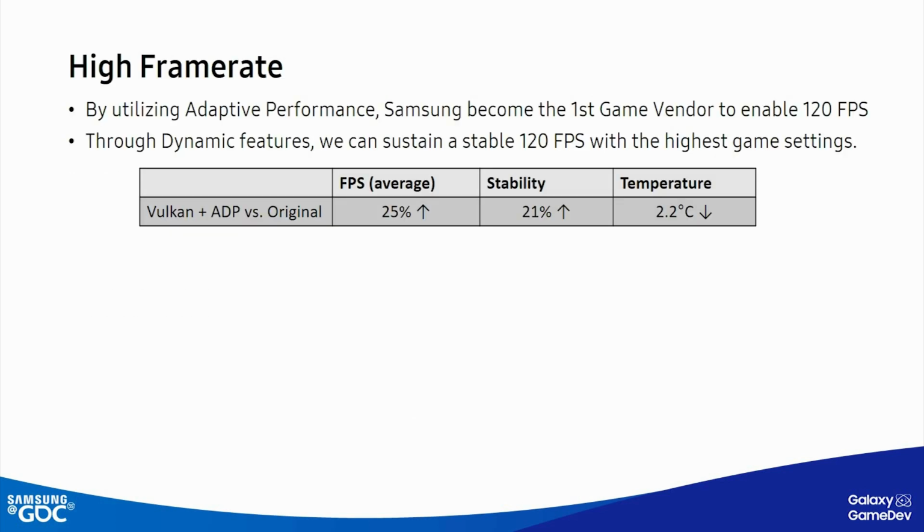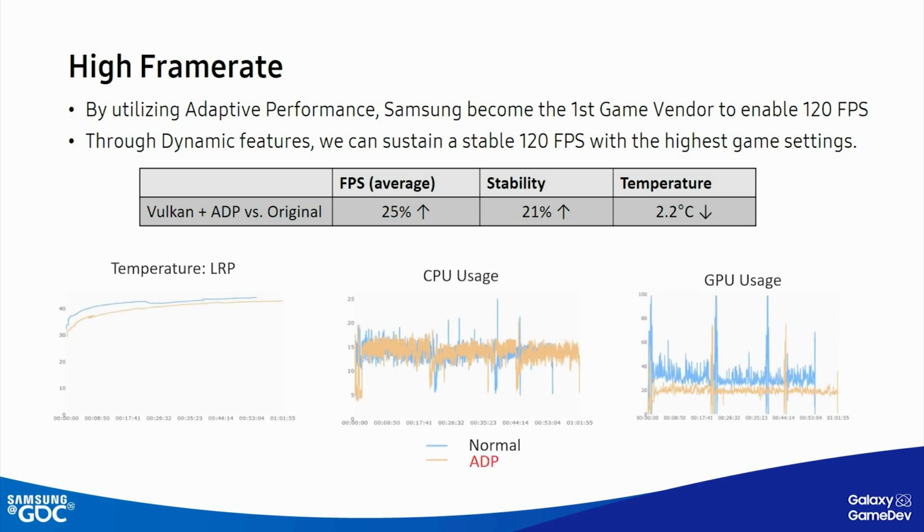Here are our final comparison results for the S20 Adreno. Through our Vulkan and ADP optimizations, we're able to achieve a nearly full FPS which is much more stable whilst using much less power. The LRP table shows the temperature of the phone case. From this table we can see that both runs of the game started at the same temperature, but after 1 hour of gameplay, with our optimizations, the temperature is still 2.2 degrees lower, with 25% higher FPS being maintained.